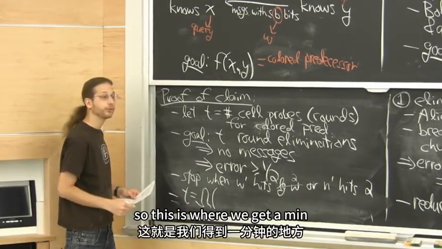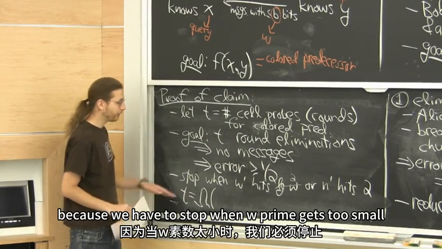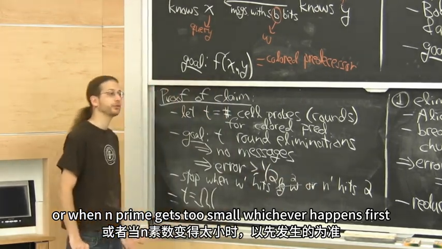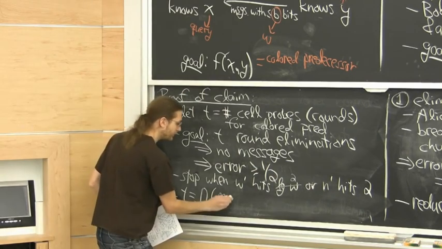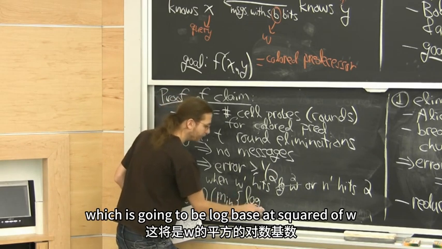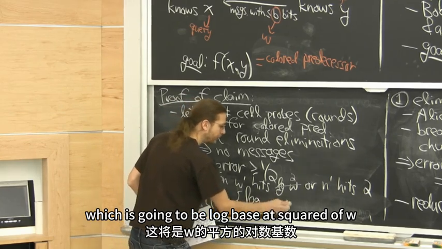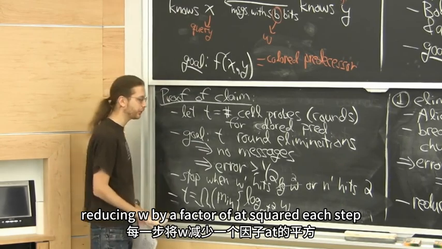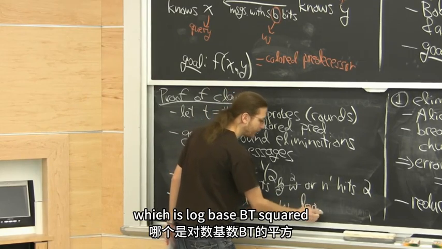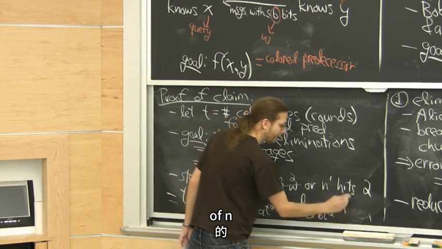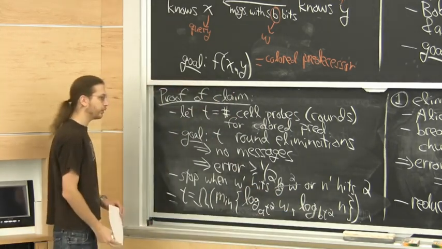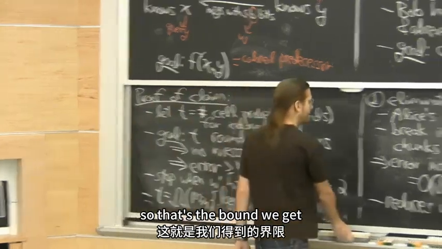So this is where we get a min, which is kind of cool, because we have to stop when w prime gets too small or when n prime gets too small, whichever happens first. And so it's going to be a min of the thing relating to w, which is going to be log base at squared of w, because we're reducing w by a factor of at squared each step, so that's when it's going to bottom out. And then there's the thing for n, which is log base bt squared of n. That's when n will bottom out, because we're reducing by a factor of bt squared each step. Okay, so that's the bound we get.